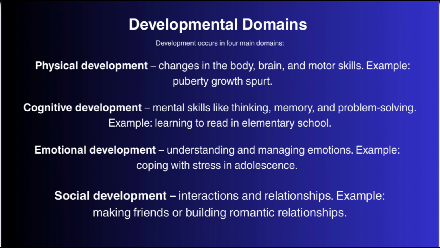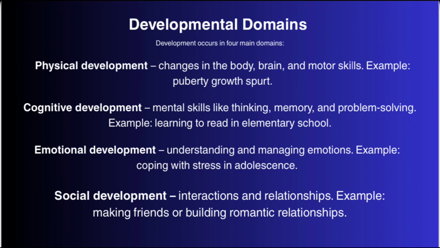Developmental domains. Development occurs in four main domains. Number one, we have physical development: body growth, brain development, and motor skills. Example, a toddler learning to stack blocks or an adolescent experiencing a growth spurt. Number two, we have cognitive development: thinking, reasoning, problem solving, and memory. Example, learning multiplication in school or solving complex puzzles as a teenager.